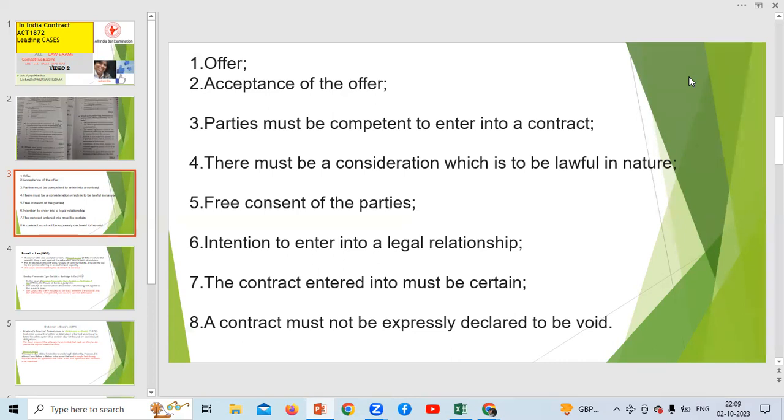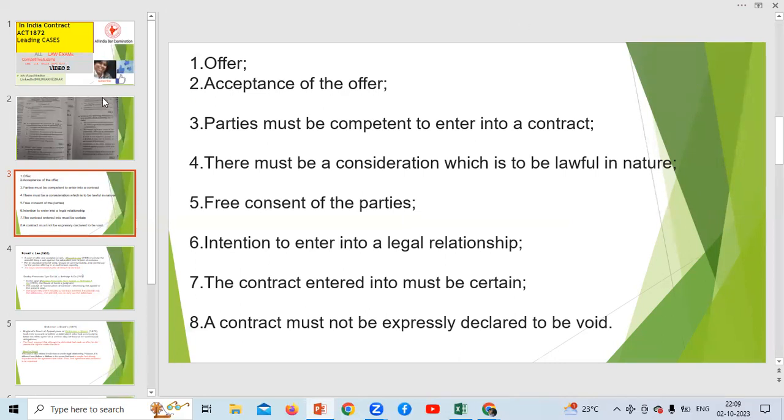Intention to enter into a legal relationship. The leading case on this is Balfour versus Balfour. Please don't forget this. It is repeatedly asked in all the exams. In CLAT also, this was asked. The contract entered into must be certain. And last, a contract must not be expressly declared to be void.